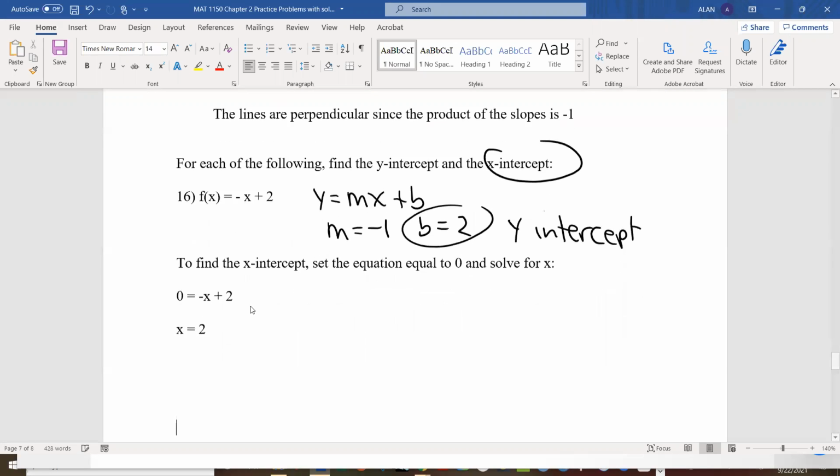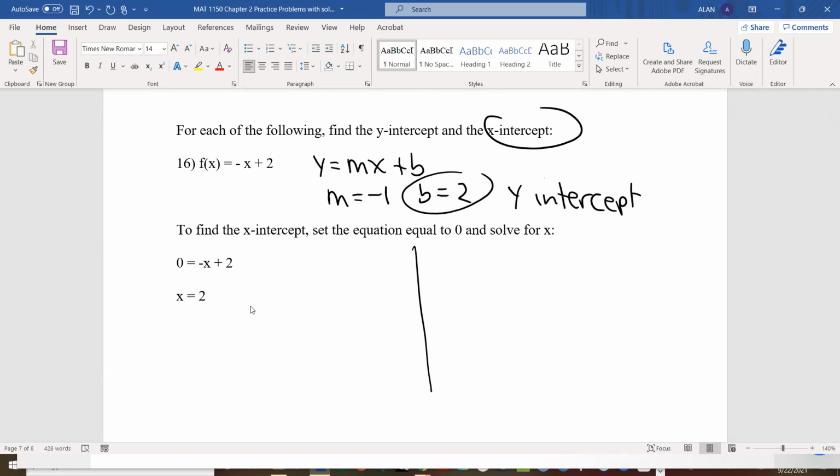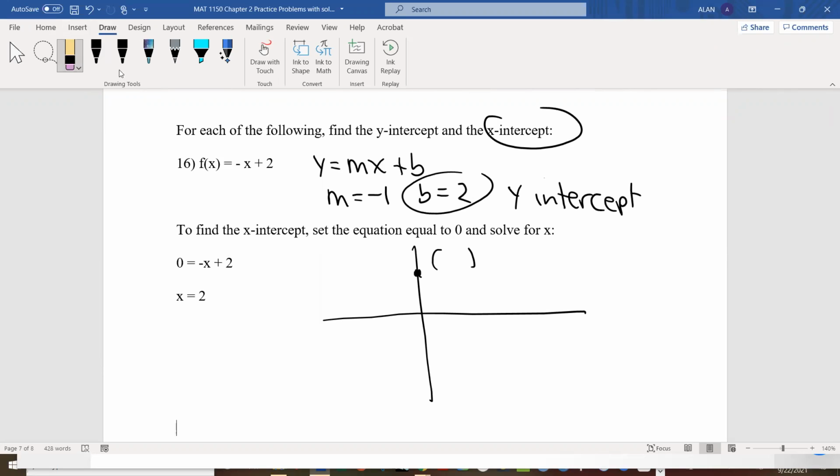So in other words, let's see if we can sketch this thing out. The y-intercept is 2, 0. And the x-intercept, sorry, this is 0, 2. It's 0, 2 because when the y-intercept is 2, this is where it crosses the vertical axis. So when b equals 2, that implies that the y-intercept is the point 0, 2, because x has to be 0 and y is 2.